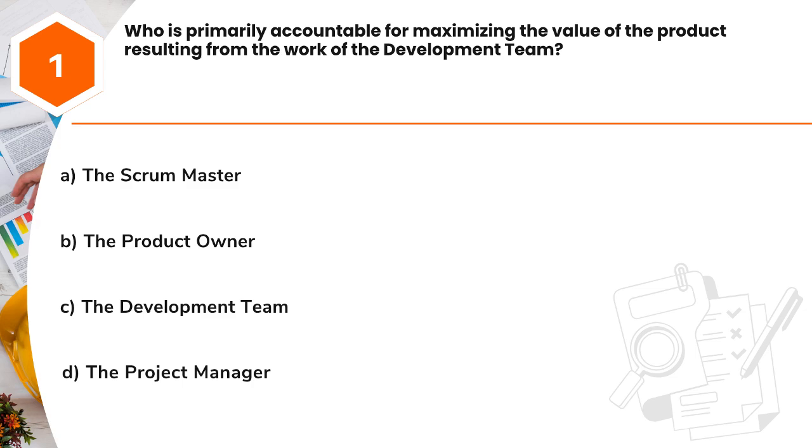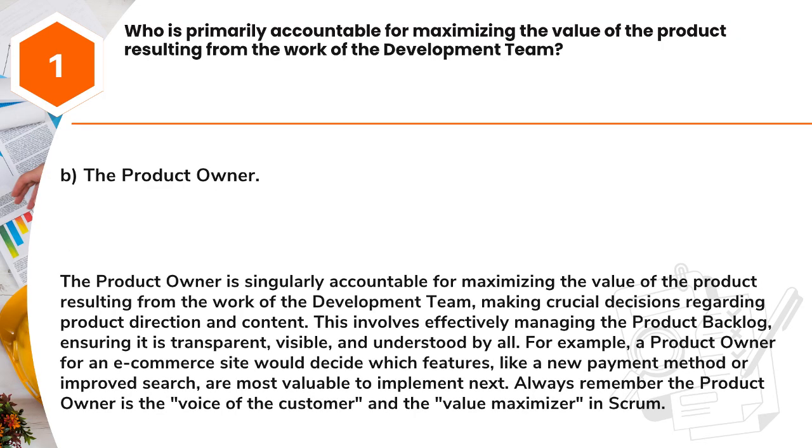Question 1. Who is primarily accountable for maximizing the value of the product resulting from the work of the development team? A. The Scrum Master. B. The product owner. C. The development team. D. The project manager.